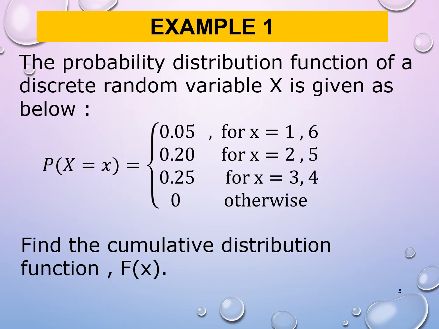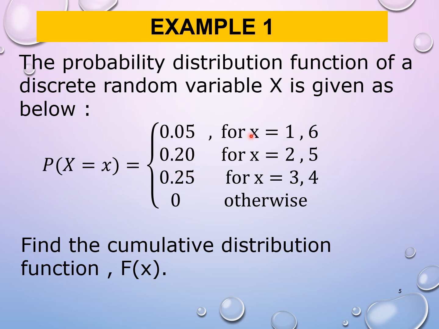So that's all the 9 rules or the 9 formulas for the cumulative distribution function, CDF or capital F. Let's say example 1: the probability distribution function of a discrete random variable x is given below. So this is the PDF or the probability.